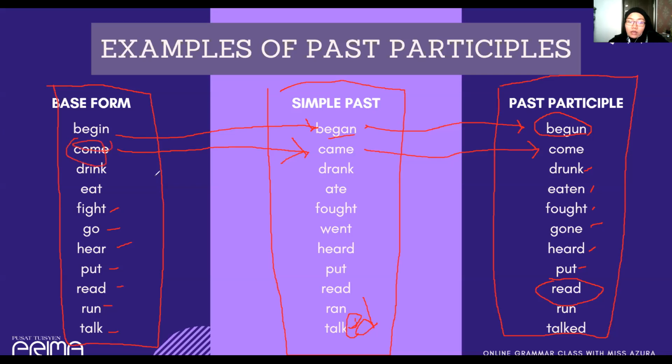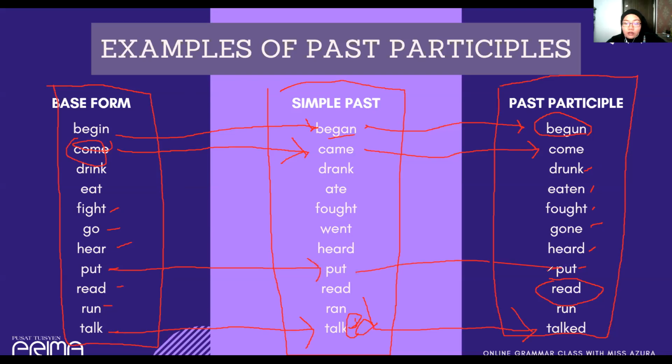Okay, look at the third example, which is talk here. Remember, talked here contains ed. I mistyped this. So the base form for the word talk is talk without ed. The simple past is talked with ed, and the past participle form is talked with ed. Sorry, the last one would be the word put. We have put.